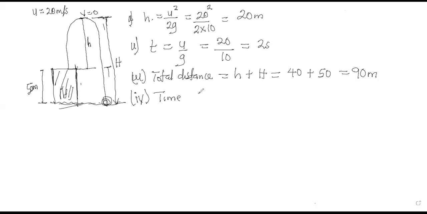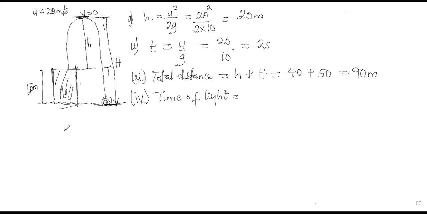Then IV, the time of flight. The time of flight is the time taken during the whole total distance covered. Of course, we know the time the body would take to move from where it is thrown to the maximum height. That is 2. So we must get the time it would take to move from the maximum height to drop on the ground.